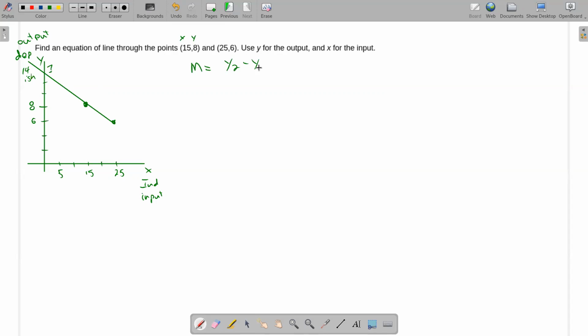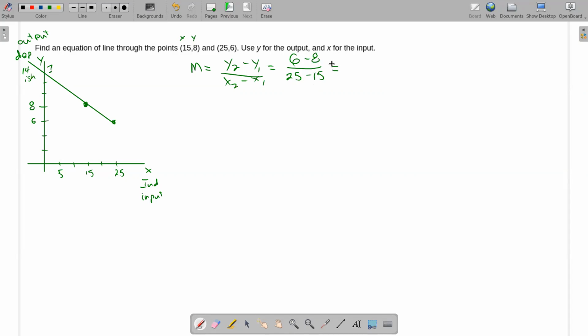That's our y2 minus y1 over x2 minus x1. So let's see, y2, that's going to be my 6. Y1 is my 8. Since I started with 6 for y, I've got to start with 25 for x, and then minus 15. So remember, what's important about the slope? Y is on the top, x is on the bottom, and the points line up vertically. So double check that when you write these down. Every once in a while, I do one backwards, and that throws everything apart.